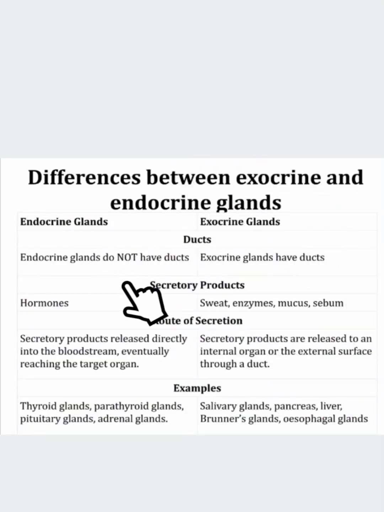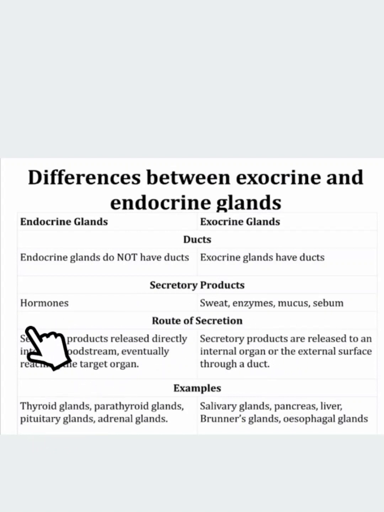As we said, endocrine glands do not have ducts. Exocrine glands have ducts. Secretory products: endocrine glands produce hormones. Exocrine glands produce sweat. Sweat glands are important exocrine glands, so they will produce sweat. Then enzymes, for example, in the stomach, or from the pancreas. Mucus, for example, in the esophagus and the stomach. Sebum from sebaceous glands, which are also present on the skin and near the hair follicles. So sebaceous glands are also exocrine glands. So these are the secretory products of endocrine and exocrine glands.